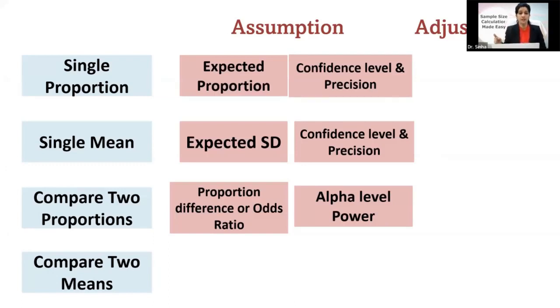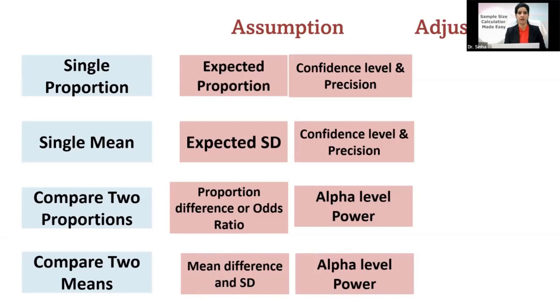So this hypothesis testing never comes in the single proportion and single mean, because there you are estimating, and it is not analytical, it is descriptive. But in analytical, when you have a null hypothesis, when you have an alternate hypothesis, then comes the assumption of this alpha and the beta level and power. Similarly, while comparing the 2 means also, you should have either the mean difference and the standard deviation and the alpha level and the power of that, whatever assumptions you have made.